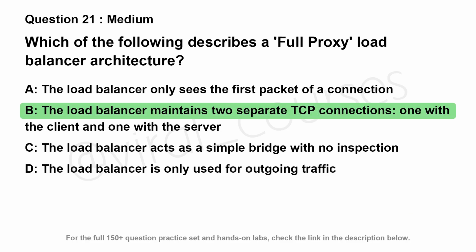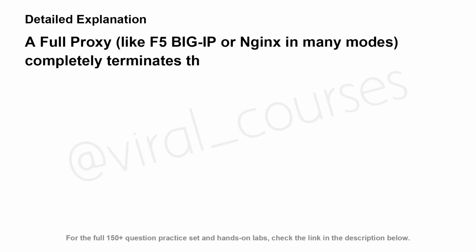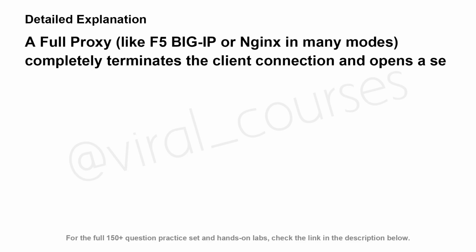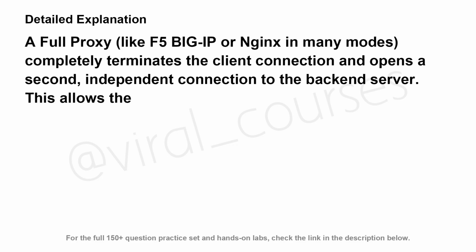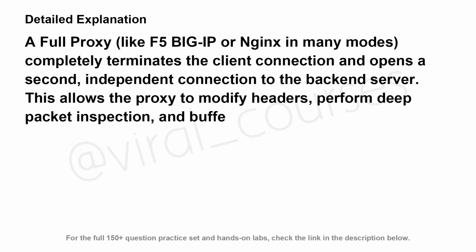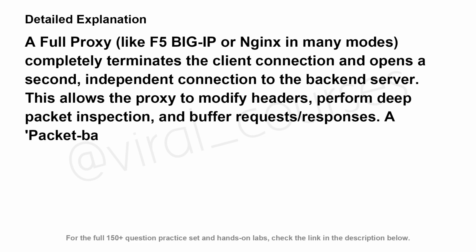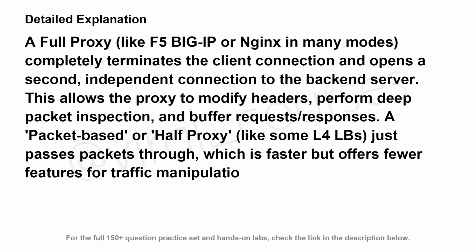The correct answer is B. A full proxy, like F5 Big-IP or Nginx in many modes, completely terminates the client connection and opens a second, independent connection to the backend server. This allows the proxy to modify headers, perform deep packet inspection, and buffer requests and responses. A packet-based, or half proxy, like some L4 load balancers, just passes packets through, which is faster but offers fewer features for traffic manipulation.